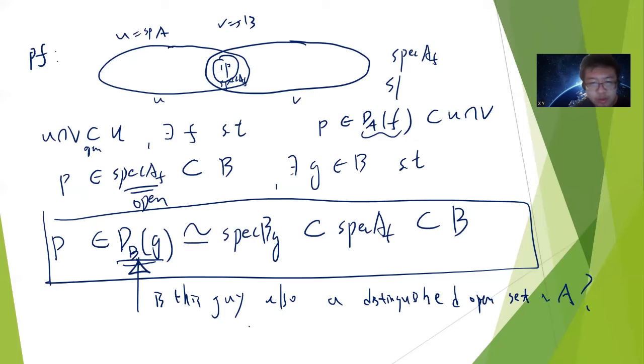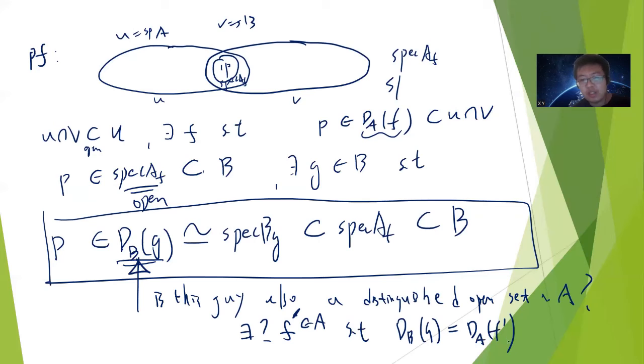So basically, the question is: can I find some element F, maybe different from this F in A, definitely a different F prime in A, such that D(B_G) is the same as D(A_F prime)? If I can find this, I prove the result. So this is the ultimate goal. Okay, so let's see, how can I write this?